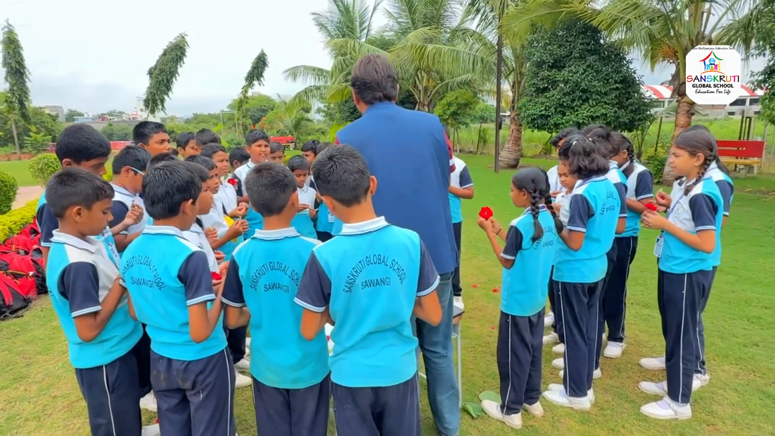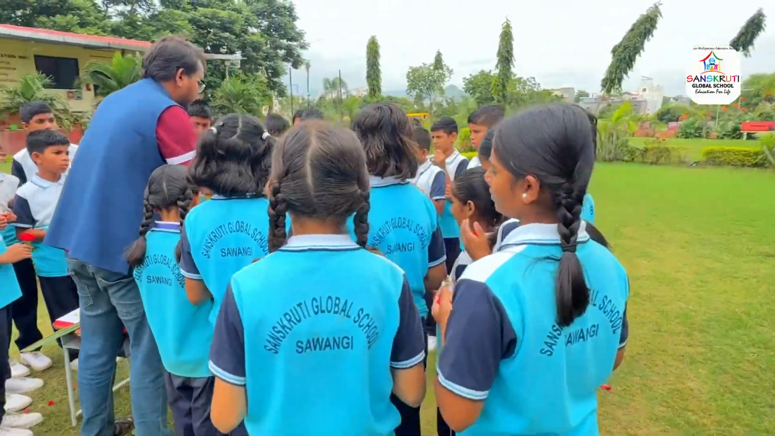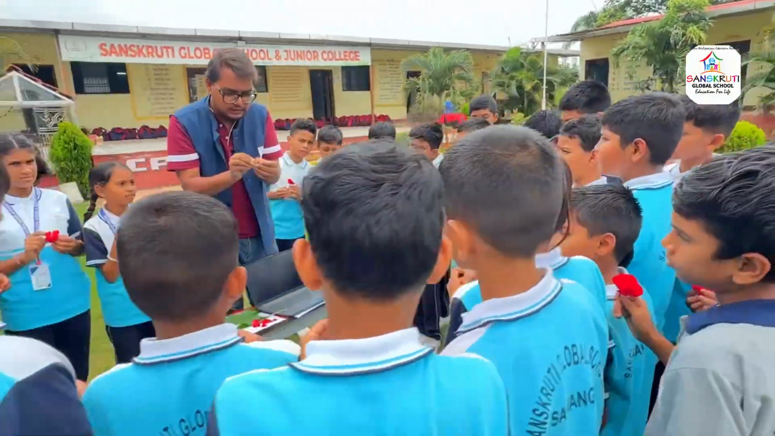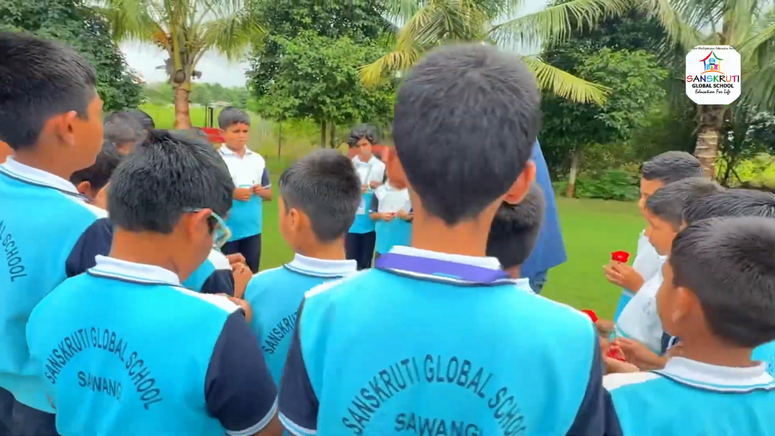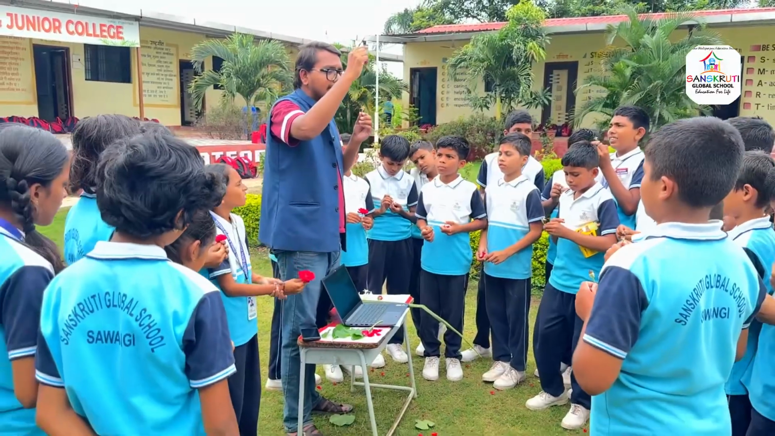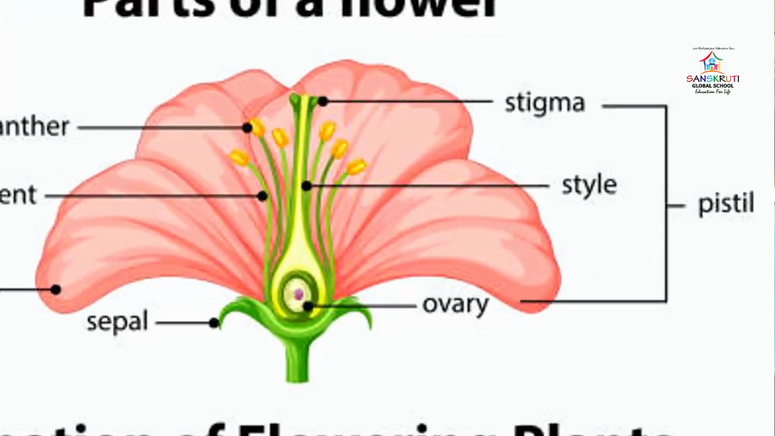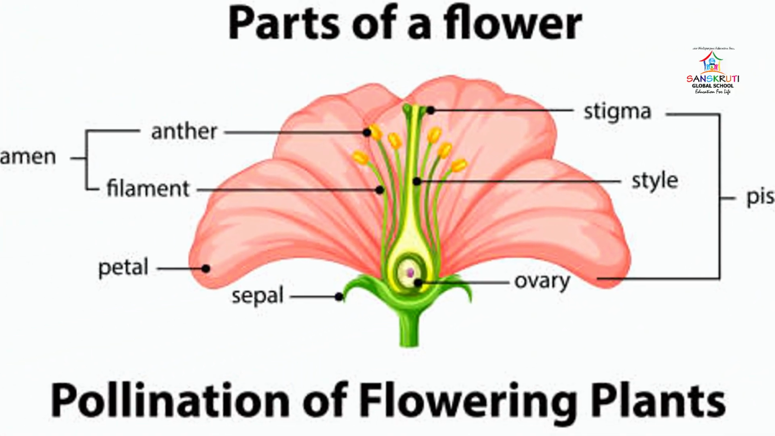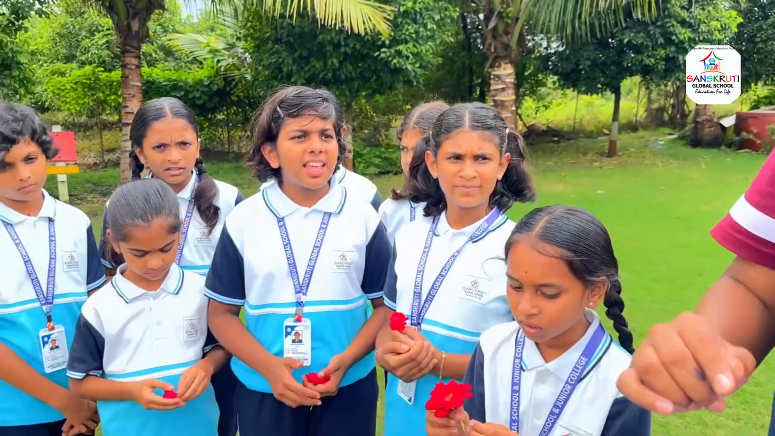Now I will show you the innermost female reproductive part of a flower. I will tear this part over here. Now see. It is the pistil, and it is made up of stigma, style and ovary.